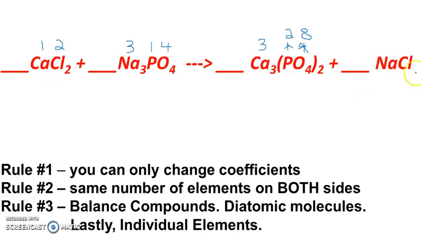And then last but not least, right here, you have NaCl. So you've got 1 Na here, and 1 Cl there. Okay, so that's how you write out the number of elements for each side.